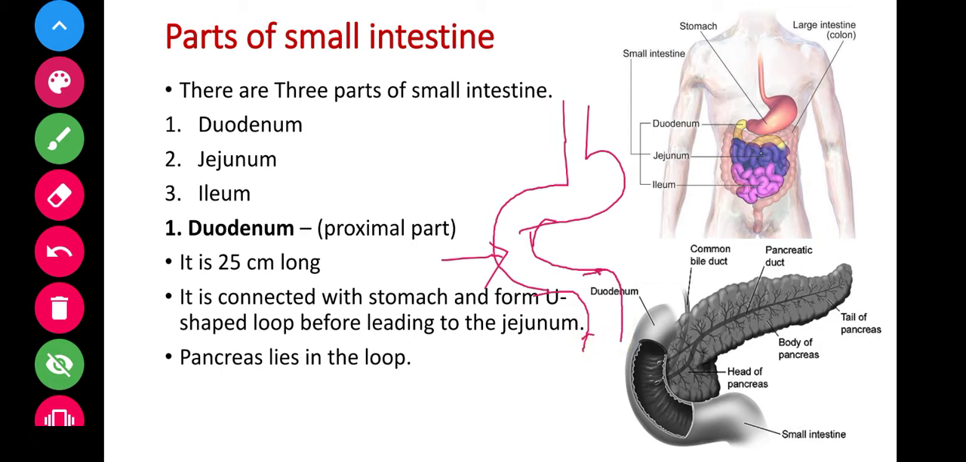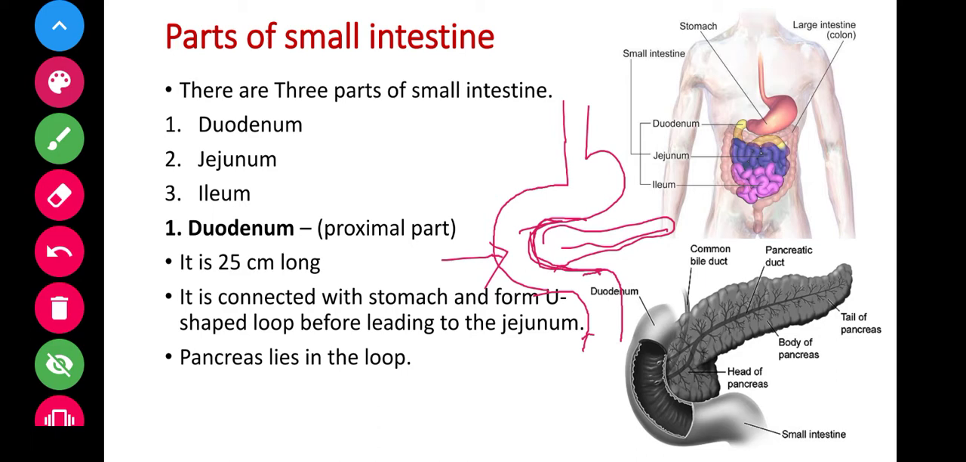Okay, and inside this C-shaped loop, pancreas is present. Okay, and this pancreas is a heterocrine gland. We will discuss this about pancreas in next lecture.